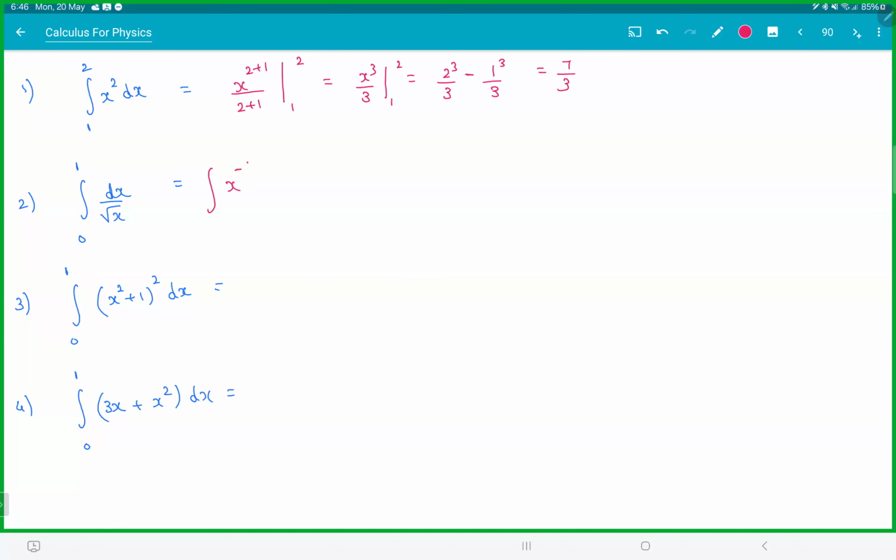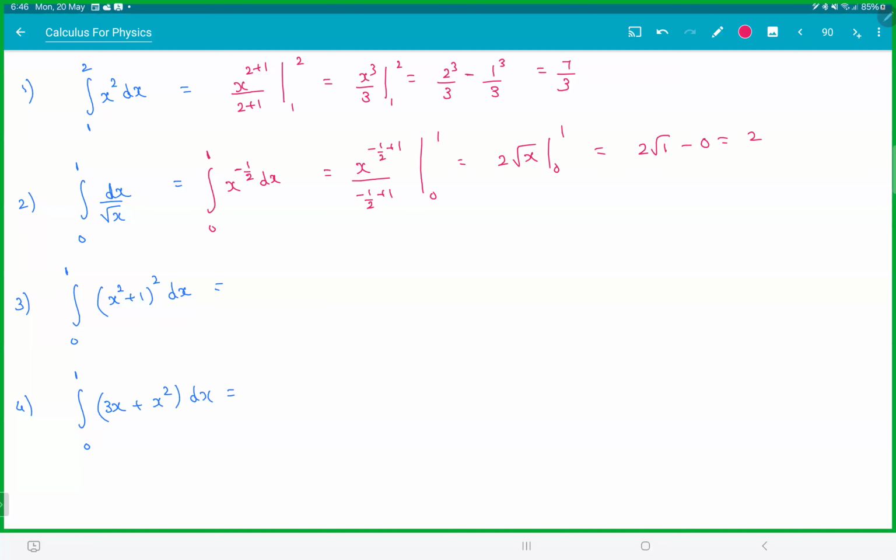This is integral x power minus half dx. So x power minus half plus 1 by minus half plus 1, 0 to 1. That is 2 root x, 0 to 1, which is 2 times 1 minus 0, so 2.